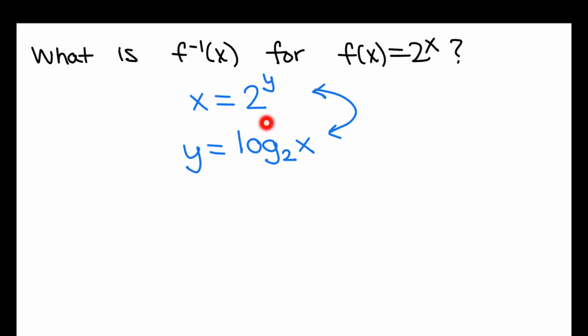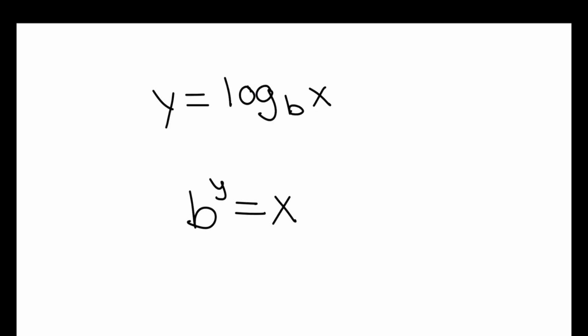Notice that when we have a logarithm, the output is now the exponent of our exponential function. So let me give you a more general definition of a logarithm. A logarithm is defined to be the inverse of an exponential function. So in general, y equals log base b of x is equivalent to the equation b to the y equals x. This is the definition of a logarithm. A logarithm is defined to be the inverse of our exponential function.